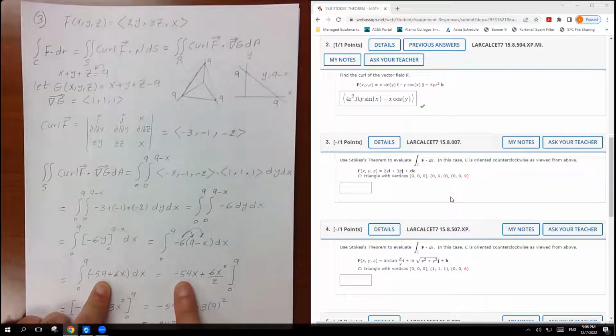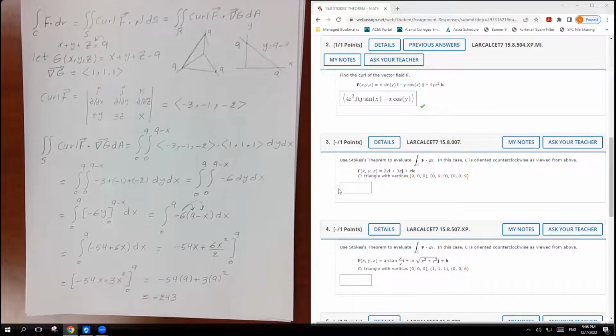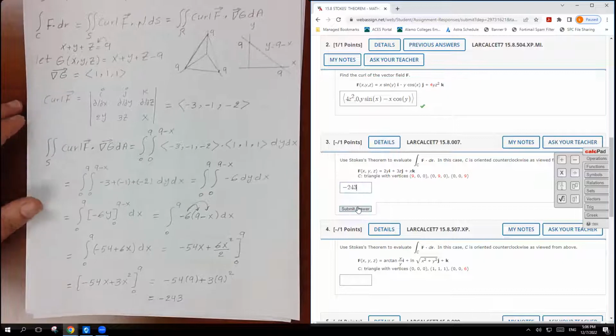So it's going to be negative 54x plus 6x squared over 2, which is 3x squared. Plug in the 9, so it's going to be negative 54 times 9 plus 3 times 9 squared, and the result is going to be negative 243. So for this one, I'm just going to plug in negative 243. That's it for number 3.